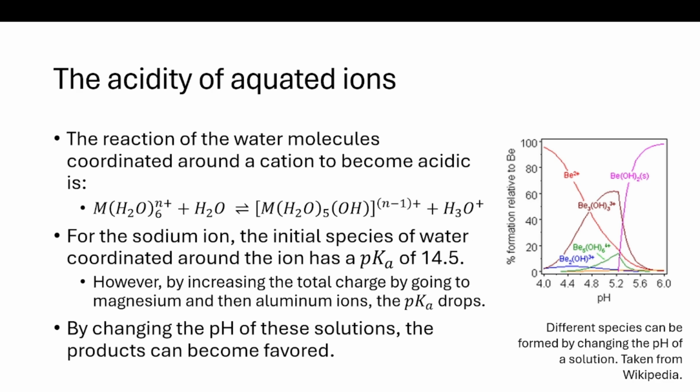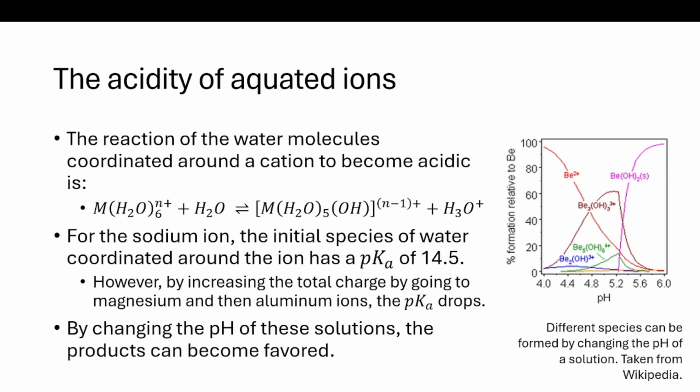And going on about acidity and pH, we can see that the reaction of the water molecules around a cation can actually create some acidity in solution. So take, for example, we have this specific complex and we react that with water. What we're going to have is a reversible reaction established where on one side we're going to have our normal reactants here, but on the other side we're going to have the hydronium ion, which is acidic.